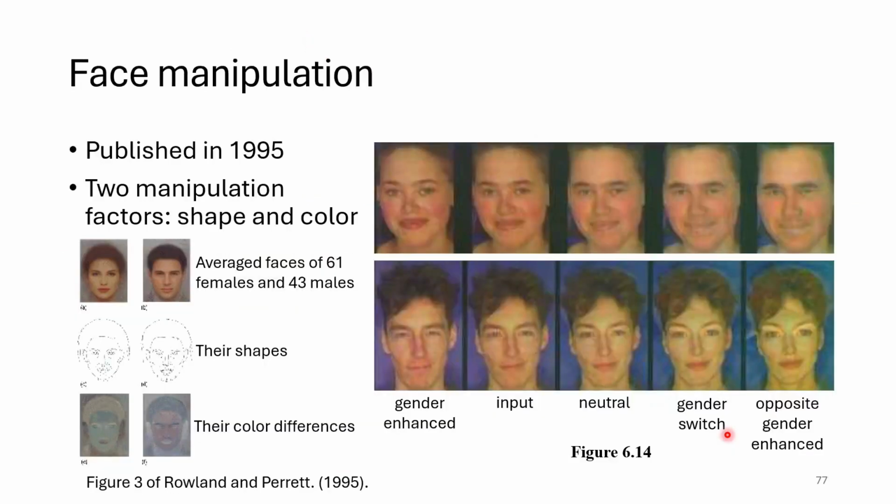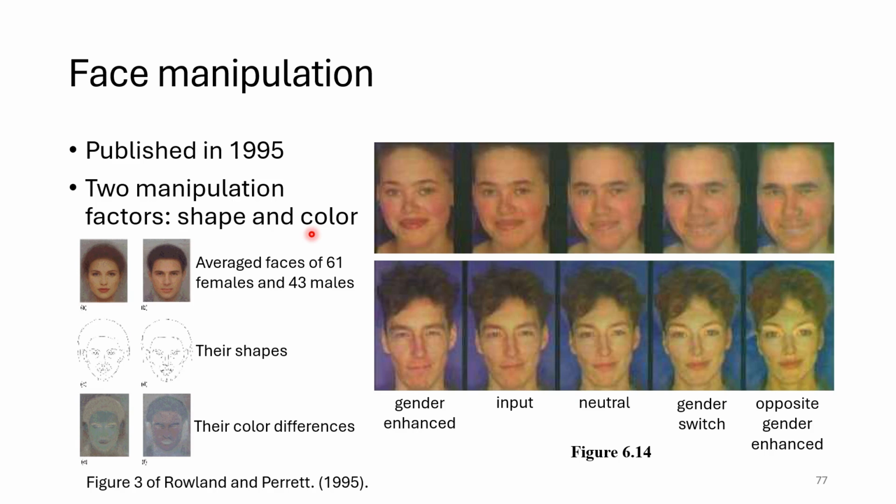All right, now let's talk about once we have the dataset, there are some famous methods proposed in history to manipulate human faces. So let's take the first one. It was published in 1995, almost 29 years ago. Their idea is quite straightforward. They only manipulate two factors. One is shape and another is color.